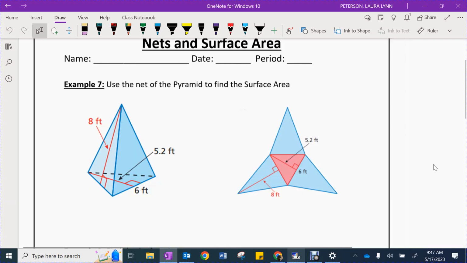Okay. So yesterday, like I mentioned, we did our warm-up. We were reviewing how to find the surface area of a square pyramid. Now, we're going to find the surface area of a pyramid where the bottom, or the base, is also a triangle. So I'm going to show you an animation just to show you what happens when we unfold this funky triangle.